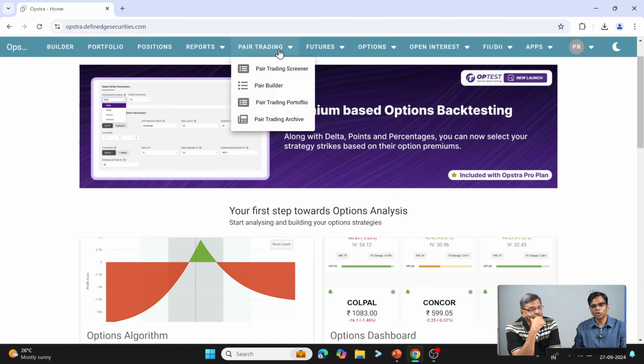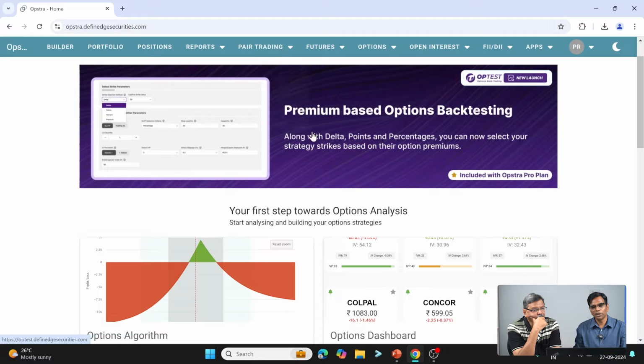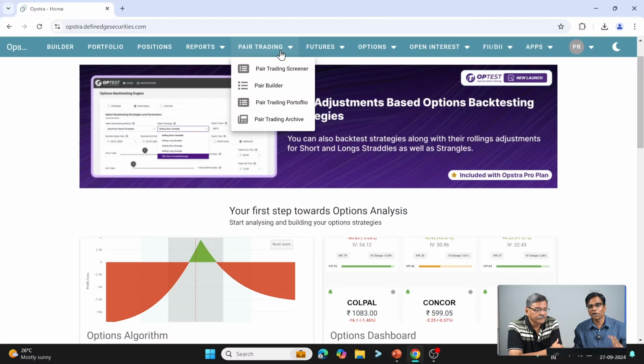So now you can find this app in both OPSTRA Definedge Securities and OPSTRA Definedge Solution. There is a new menu called Pair Trading, where we have four things. It's called a pair trading screener. We have a pair builder, and it's another novel feature, perhaps anywhere in the world, not just India. Yes, first time in the world. And then we have pair trading portfolio, and then pair trading archive.